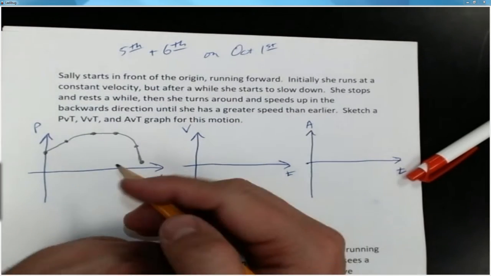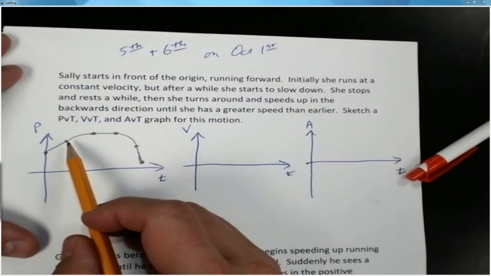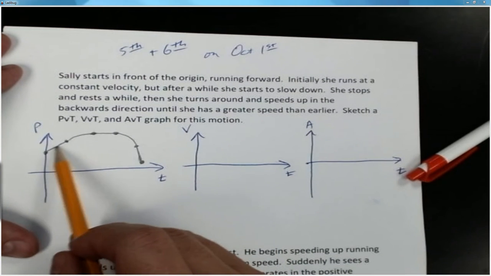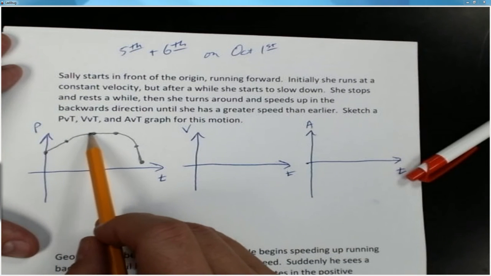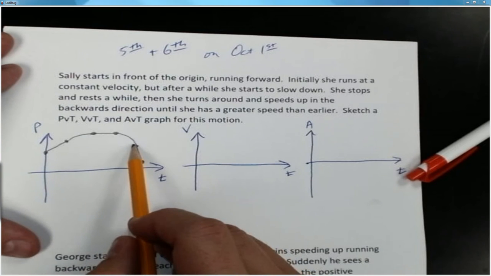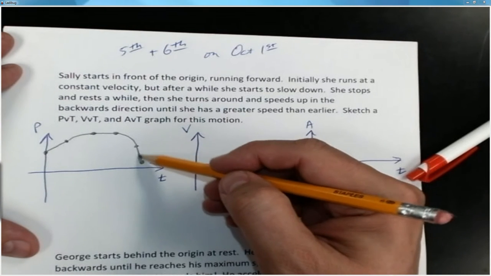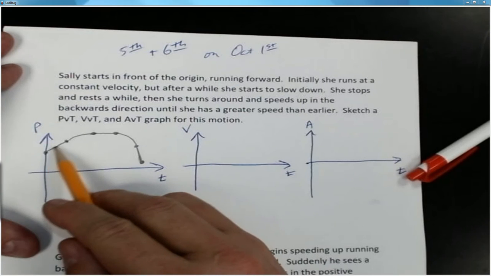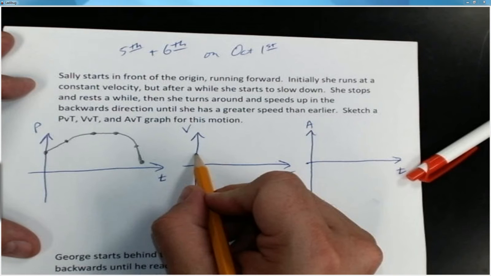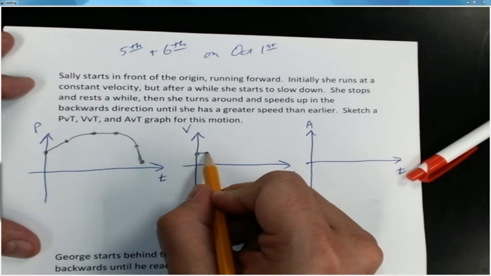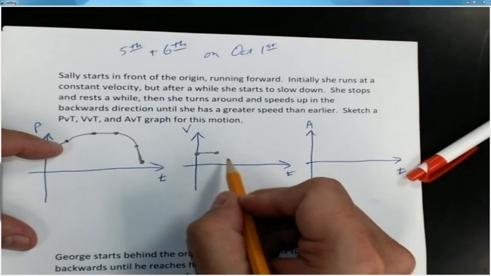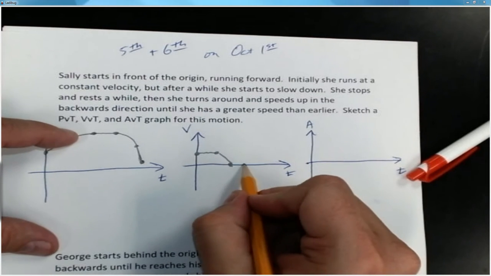The velocity versus time graph, you shouldn't have too much trouble with this. These little sketch pieces are from your notes from before. So this is constant velocity, this is slowing down, this is 0, this is speeding up going backwards, and this is constant velocity going backwards. This is constant velocity going forwards. So initially, she has a constant positive velocity. That's this first section. Then she slows down to 0. Then she stops for a while.